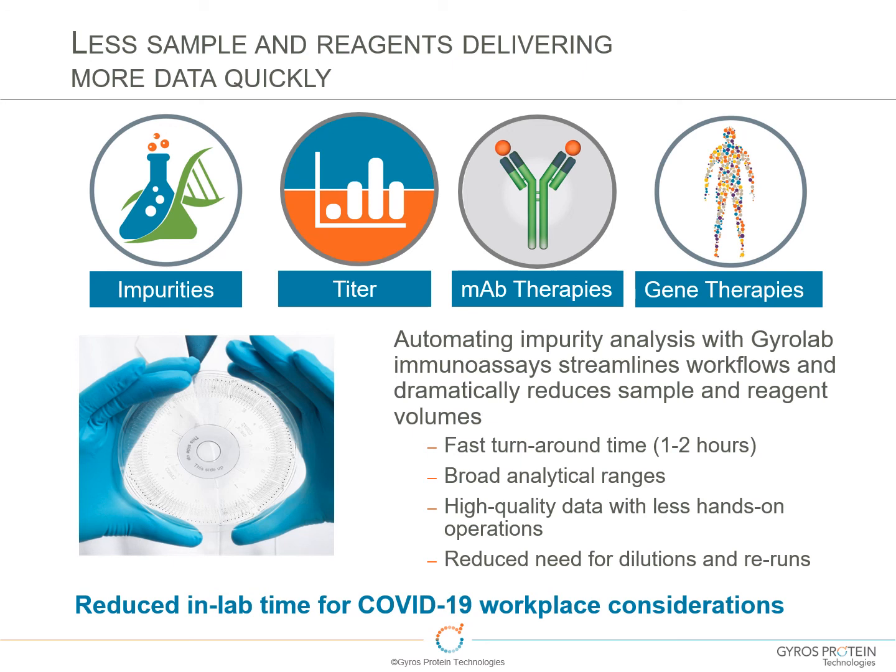Gyrolab miniaturized nanoliter-scale immunoassays streamline bioanalytical workflows for bioprocess impurity analysis while reducing sample and reagent requirements. Automating impurity analysis with Gyrolab immunoassays streamlines workflows with results within 1 to 2 hours, delivering broad analytical ranges, reducing the need for sample dilutions and reruns, and reducing in-lab operator time to accommodate COVID-19 workplace considerations, making Gyrolab immunoassays the ideal solution for process impurity analyses.